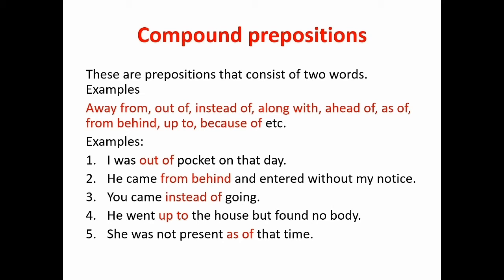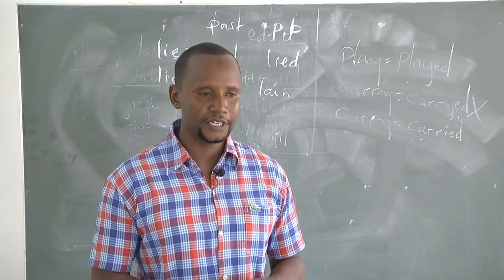Number 4, he went up to the house but found nobody. Up to is a compound preposition. Number 5, she was not present as of that time. As of is the compound preposition there in that sentence.